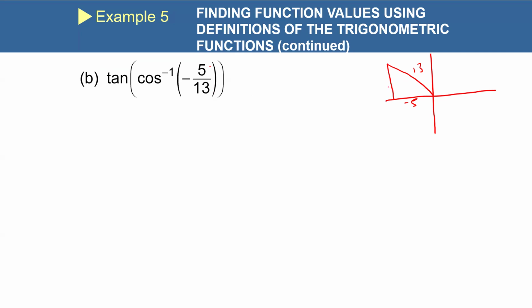What is our y? Do y'all remember? It's 12. Our y is 12. So it's saying of the angle that makes this triangle, it wants you to find the tangent, right? And tangent equals what? y over x. So our tangent equals what? What's our y? 12 over -5.